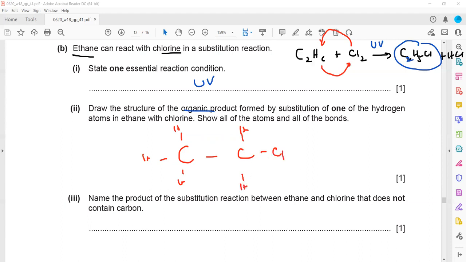Name the product of the substitution reaction between ethane and chlorine that does not contain carbon. So what is the second product which does not contain carbon? That is HCl, hydrogen chloride. Because whenever a substitution reaction occurs, alkane reacts with chlorine. The first one is an organic product which is known as the chloroalkane, and the second one is HCl or hydrogen chloride.